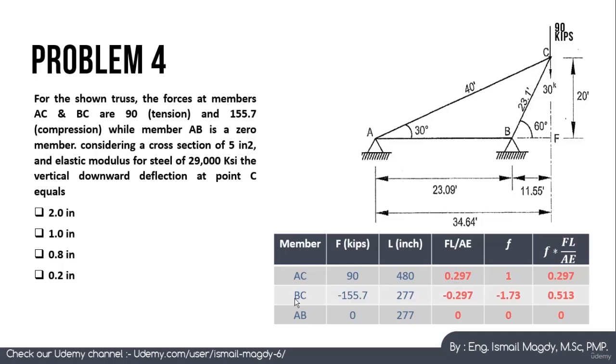We will calculate the same for BC. We'll get the same value, but with a negative sign because the F here has a negative sign, and this is 0 because F equals 0.